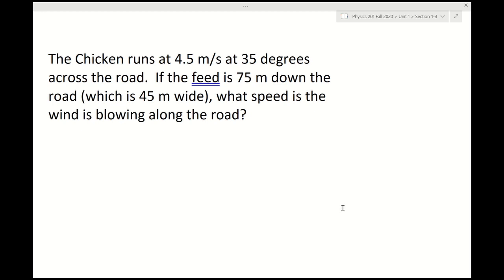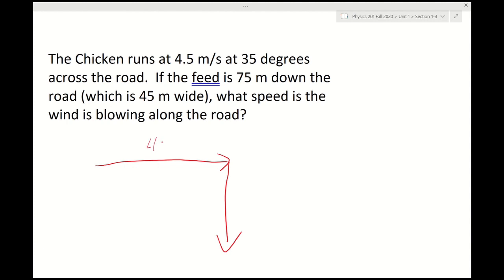And now for my take on why did the chicken cross the road. A chicken runs at 4.5 meters per second at 35 degrees across the road. If the feed is 75 meters down the road, which is 45 meters wide, what speed is the wind blowing along the road? I'm going to draw this similar to the way that I drew the last one.